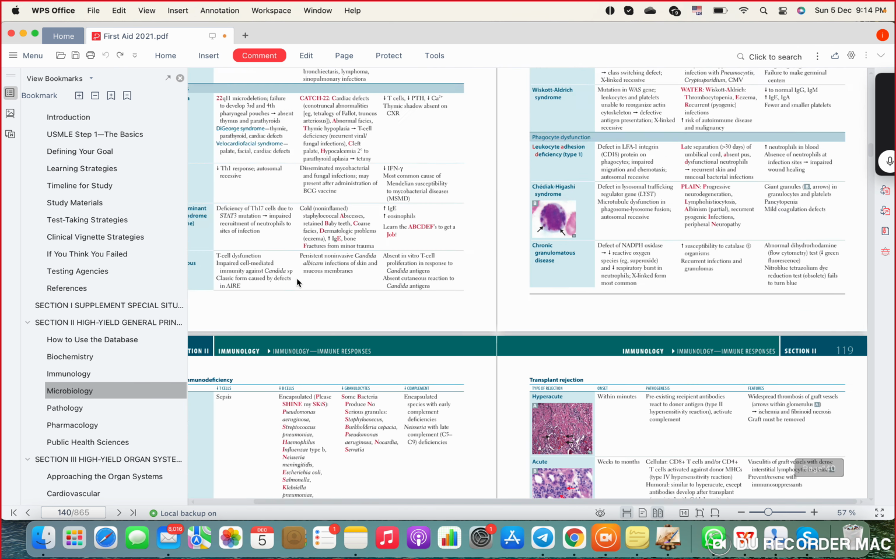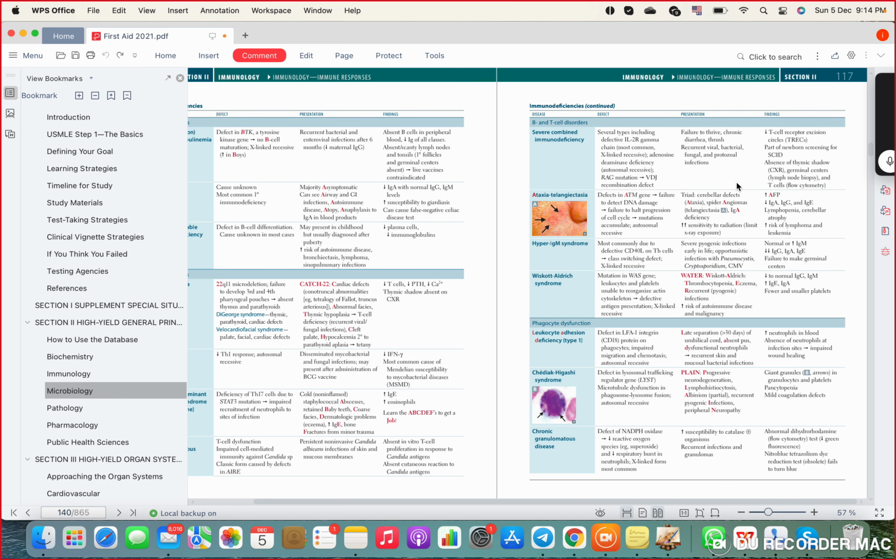Let's speak a little bit about SCID. So is it T cell or B cell deficiency? Both, Doc. B and T. So what will happen to their thymus? Thymic aplasia, Doc. What happens to their tonsils? Tonsils are also absent.